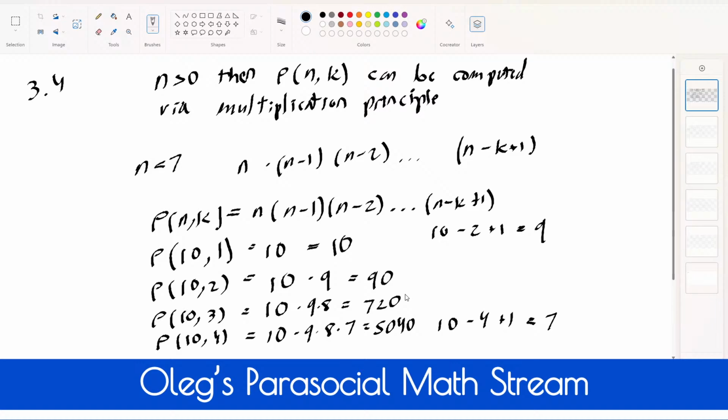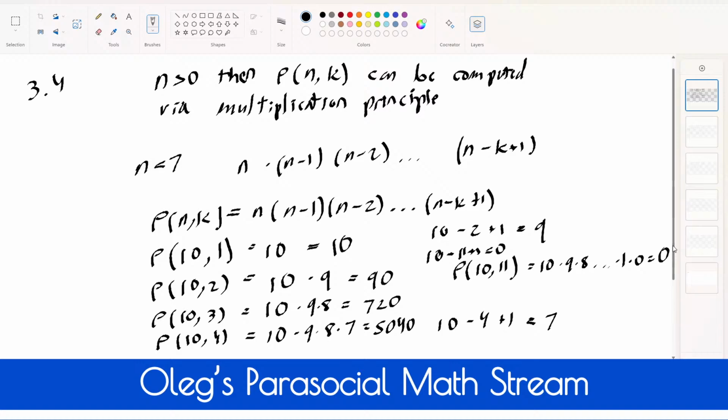What happens, though, when we have, and this is a great example they have here, P of 10, 11? What happens if we go past it? Well, let's do that. 10 minus 11 plus 1 is 0. So that tells us we have to multiply from 10 all the way to 0. It's 10 times 9 times 8, all the way down to 1 times 0, which is 0. So the math checks out. It works.